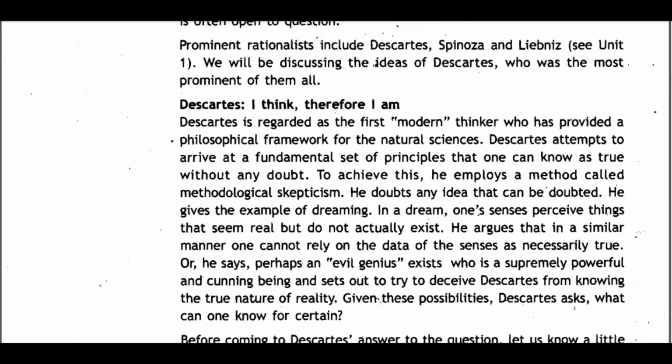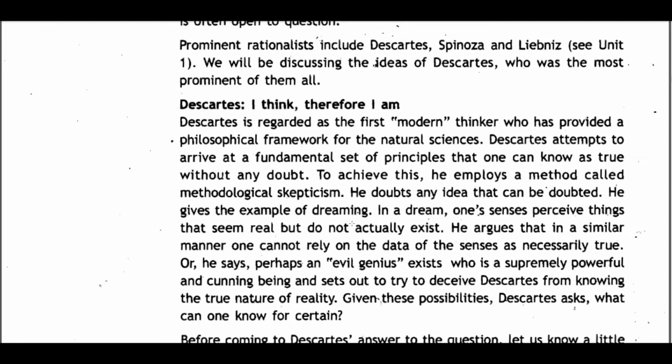Descartes: I think, therefore I am. Descartes is regarded as the first modern thinker who has provided a philosophical framework for the natural sciences. Descartes attempts to arrive at a fundamental set of principles that one can know as true without any doubt. To achieve this, he employs a method called methodological skepticism. He doubts any idea that can be doubted.